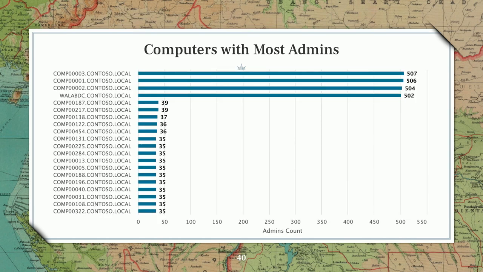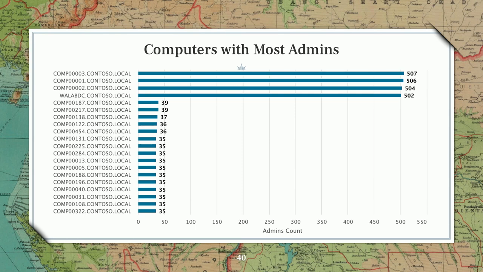So what about the other way around? What about computers in my domain sorted in descending order of the most admins that exist on each of those? This is based on fake data that we created with our BloodHound DB creator script. And you can see, very obviously at the very top, there are these 4 computers that have way more admins than any other system in the network does. In reality, this chart looks exactly like this in real environments, but the numbers are astronomically large.